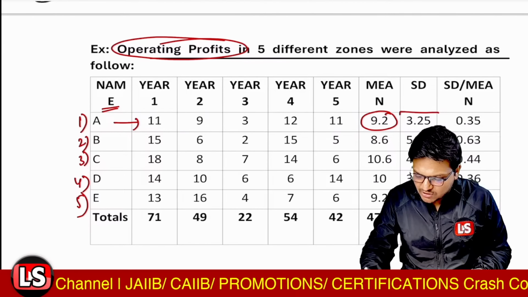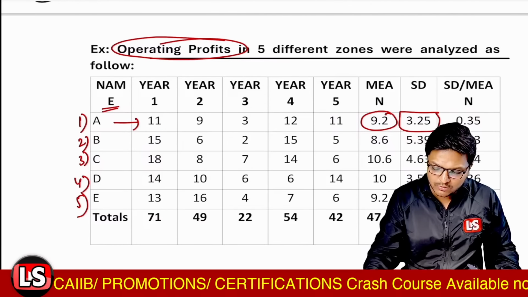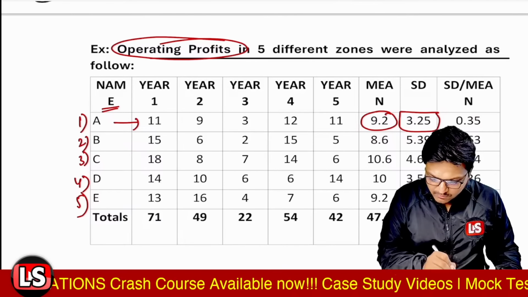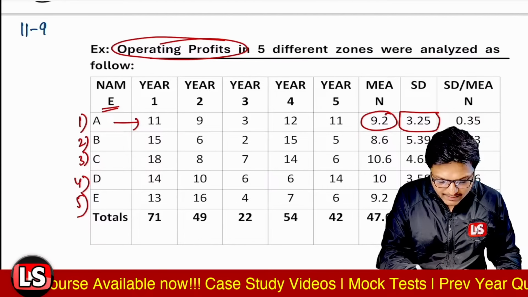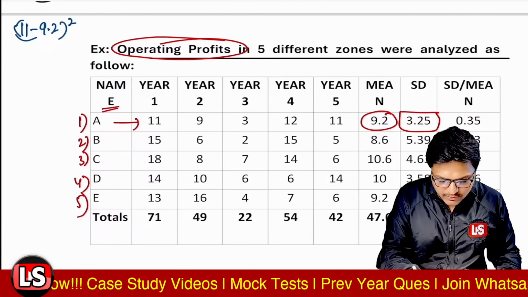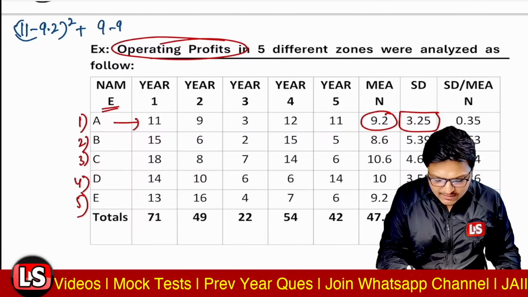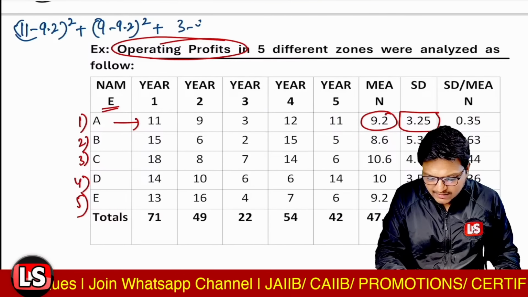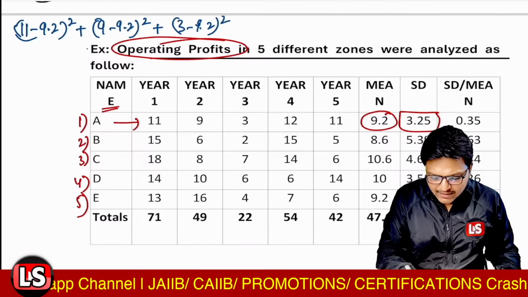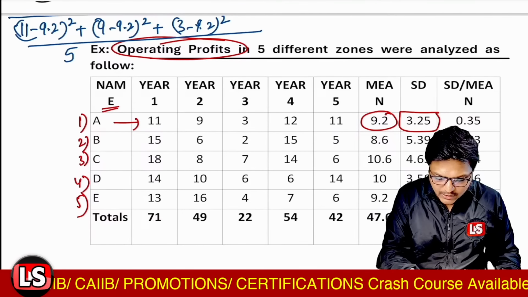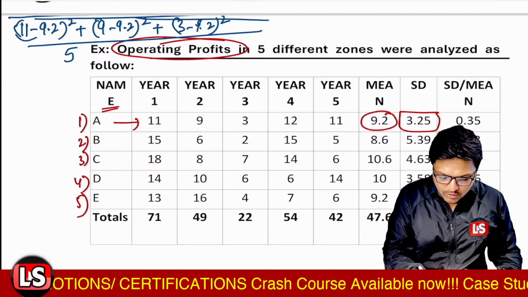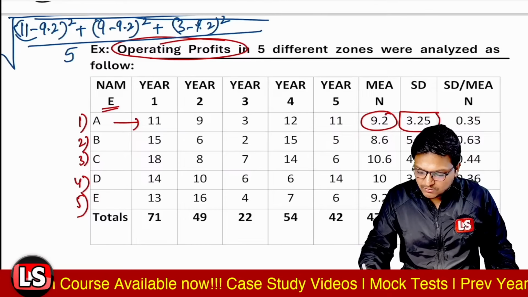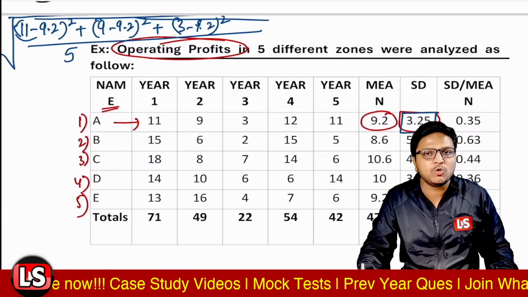And how can we calculate the standard deviation? As I just told you, the formula is quite simple. It is x1 minus 9.2, where x1 is 11, so 11 minus 9.2 squared, plus the second term, 9 minus 9.2 squared, plus the third term, 3 minus 9.2 squared, and so on, divided by 5, and further under root of the same. That is how we calculated the standard deviation, and we calculated it to be 3.25.